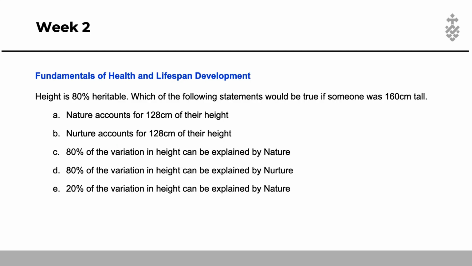All right, so let's first have a look at week 2, where we did the fundamentals of health and lifespan development. So we talked about health and physical activity. We talked about lifespan development, some basic concepts. We talked about conception and genetics, and specifically the genetics of athletic performance as well. So this question says, height is 80% heritable. So which of the following statements would be true if someone was 160 centimeters tall?